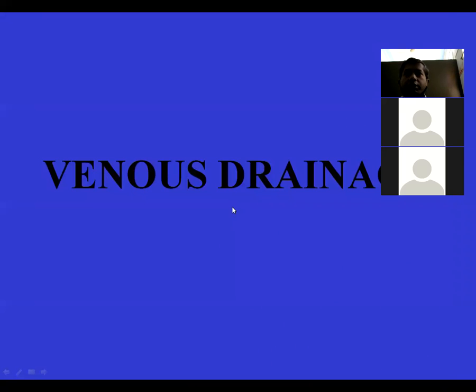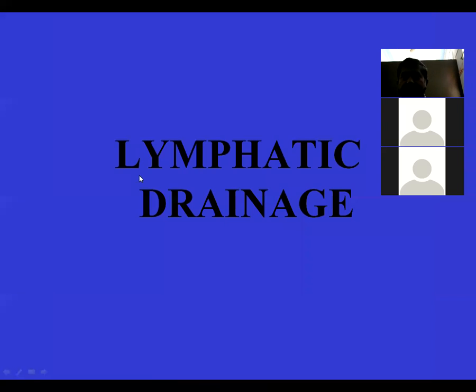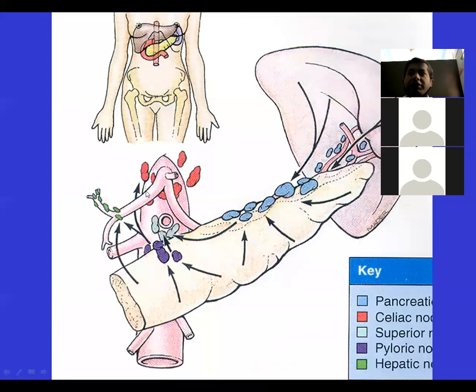You can see here, this is the superior mesenteric vein, this is the splenic vein, and that forms the portal vein. So that is about the venous drainage. Now coming to the lymphatic drainage. Lymphatic drainage is first into the pancreaticoduodenal group of lymph nodes, then the celiac group of lymph nodes, then the superior mesenteric group of lymph nodes. So that is about the lymphatic drainage.